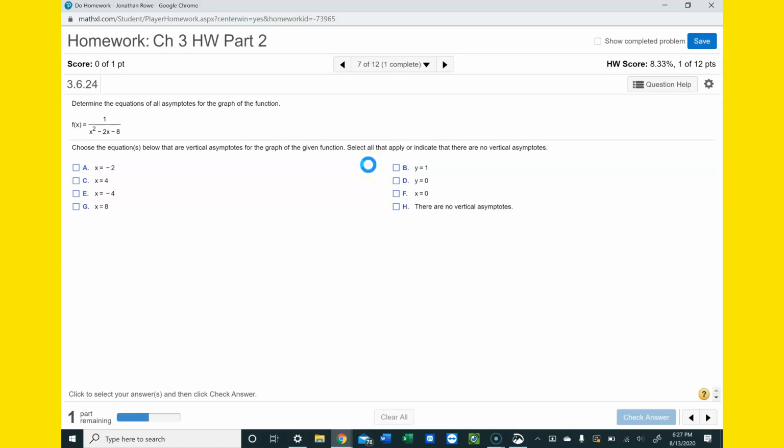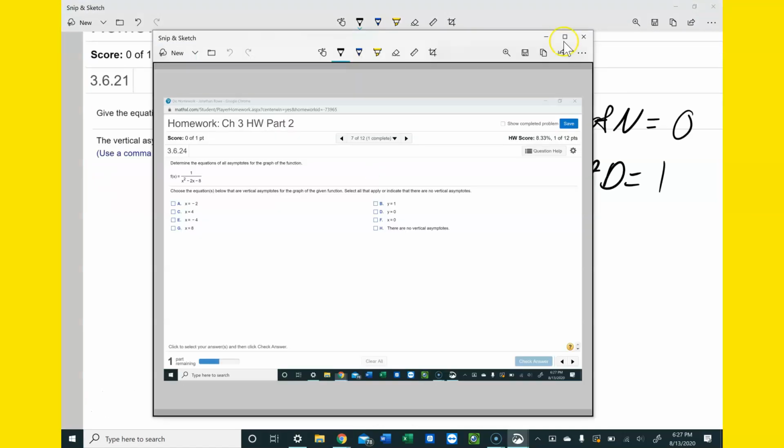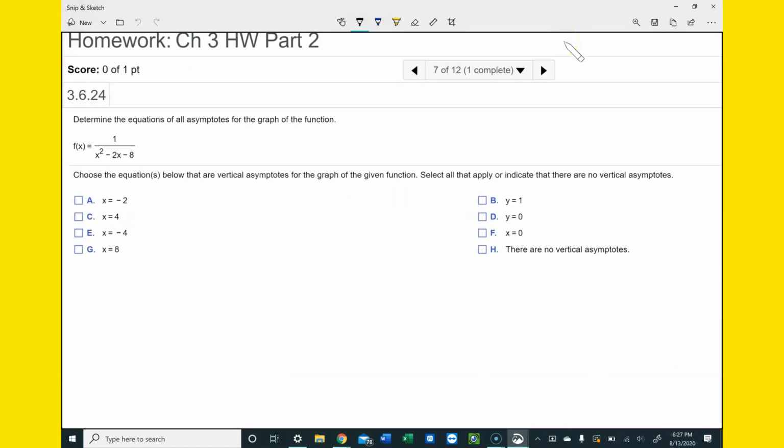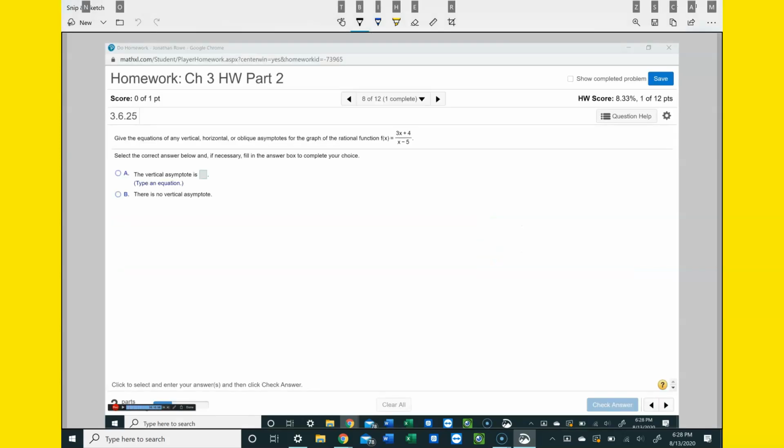Determine the equations of all asymptotes for the graph of the function. All right, we can do that. You get the vertical asymptotes by setting this denominator equal to 0 and solving that. You're going to get 2 answers, and you'll do a check mark on both of those. I'm not even going to do that because I know that you know how to solve that. You'll get a horizontal asymptote. Well, let me just back up and say this. The degree of the denominator is bigger, so you'll get a horizontal asymptote at y equals 0. Moving on. Number 8.